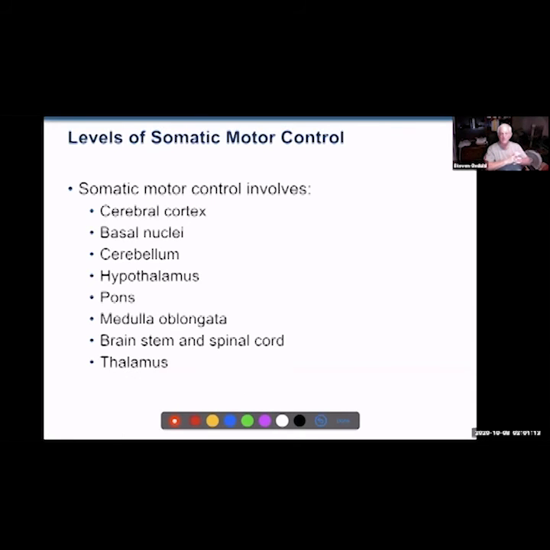Somatic motor control involves the cerebral cortex, where you think about it; the basal nuclei, where the information gets sent to; the cerebellum, which coordinates everything; the hypothalamus, which helps determine the actions taken in different areas; the pons, the medulla oblongata, the brainstem, spinal cord, and the thalamus. All those are involved in muscle control when an impulse goes out from a command that your brain thinks of that it wants to get done.